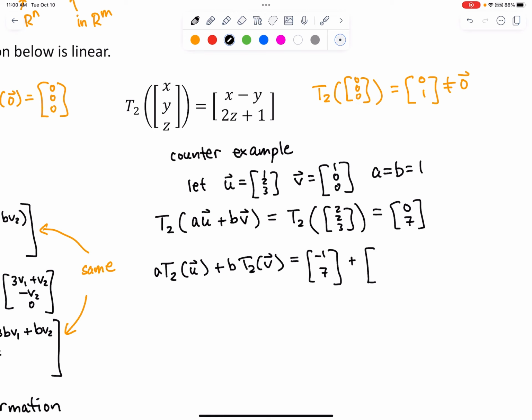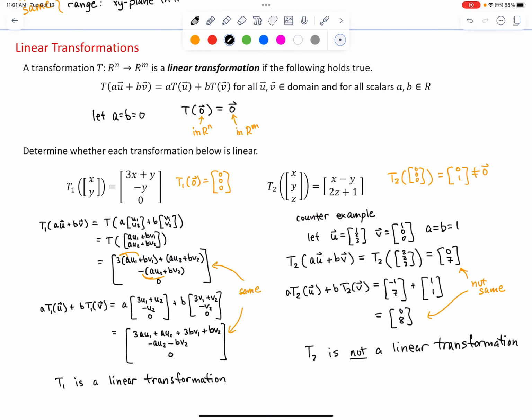The x-coordinate of vector V is 1, and the y-coordinate of vector V is 0. Plug them into the rule for the transformation. We get 1 minus 0, which is 1. And then plug in 0 for z into the second component formula, and we get 1. So the image of V is the vector (1, 1). But when you add these two together, we now get the vector (0, 8). And because we did not get the same vector, this is a good counterexample, suggesting that this transformation is a nonlinear transformation. Okay, let's go to the next page.